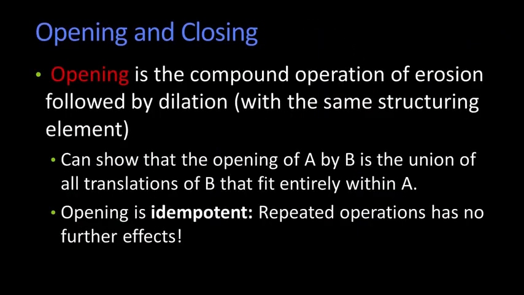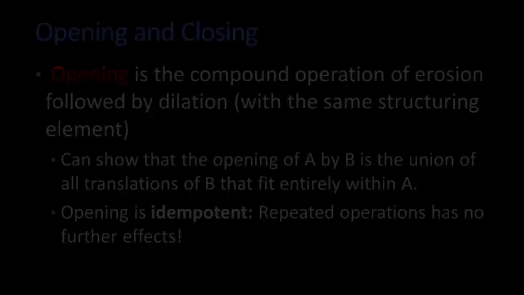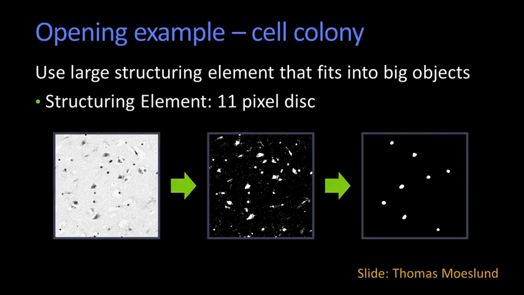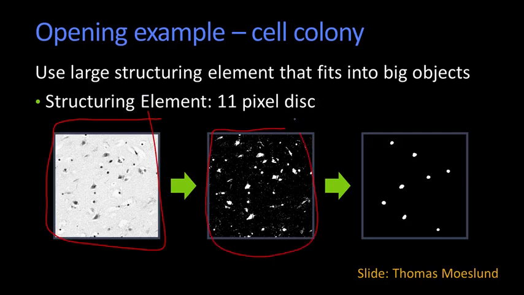So let me show you an example of using opening for like that cell colony thing we were talking about. It's a different picture, but it's the same idea. So here we have this from Thomas Moeslund, thank you very much, in Aalborg. Here's an original image of some cells that are growing. Here is a binary image, and this is the opening using an 11 pixel disk, and you see that it pulls out these cells pretty well.